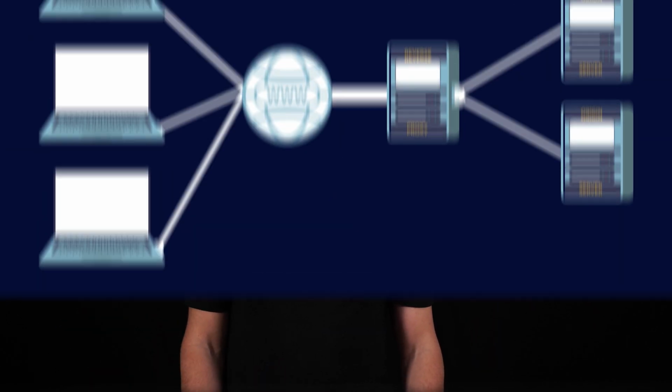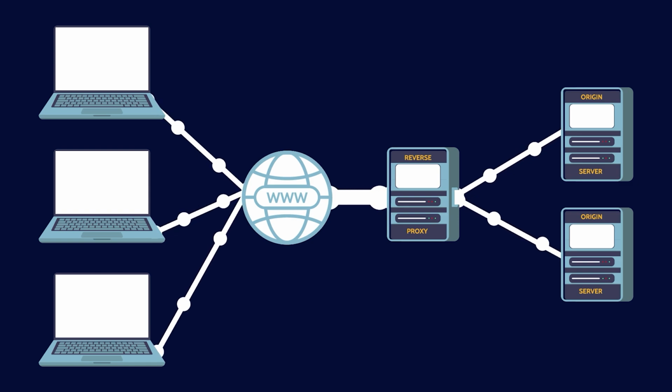On the flip side, a reverse proxy sits between the internet and a web server, or a group of servers. When you visit a website that uses a reverse proxy, your request first goes to the proxy server, instead of directly to the web server hosting the content. The reverse proxy then determines which backend server can best handle your request, and it forwards it accordingly. After the server processes your request, the reverse proxy sends the response back over to you.